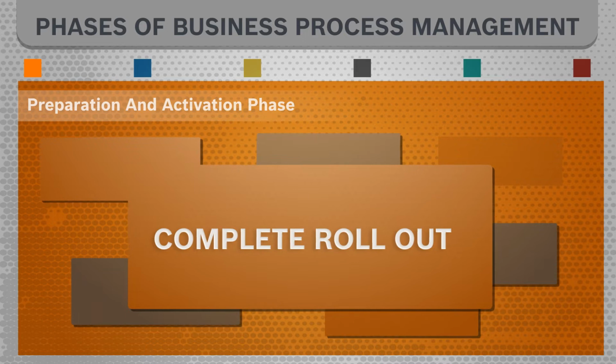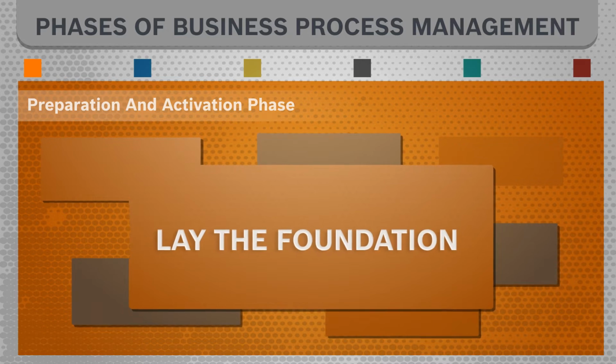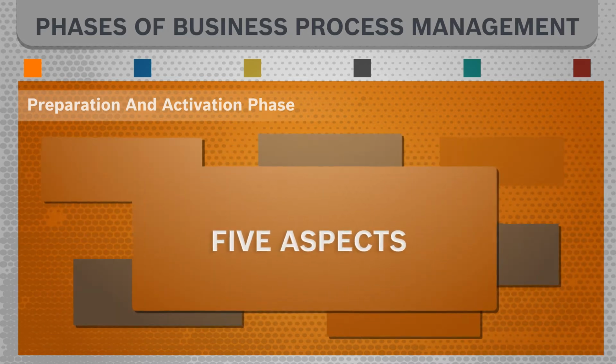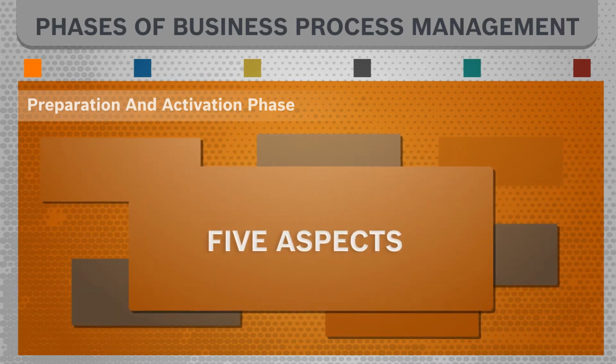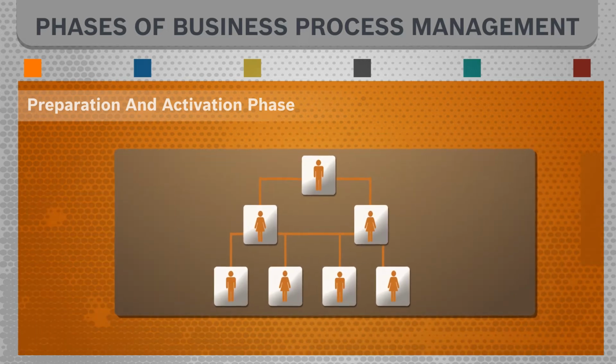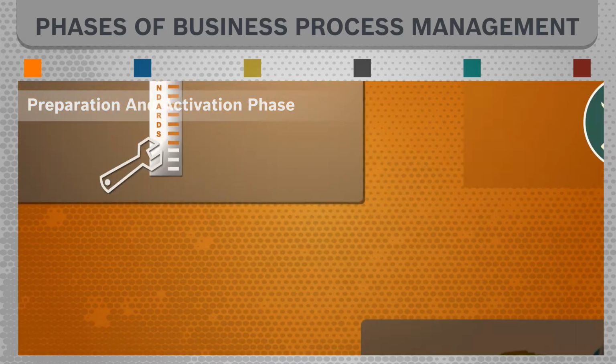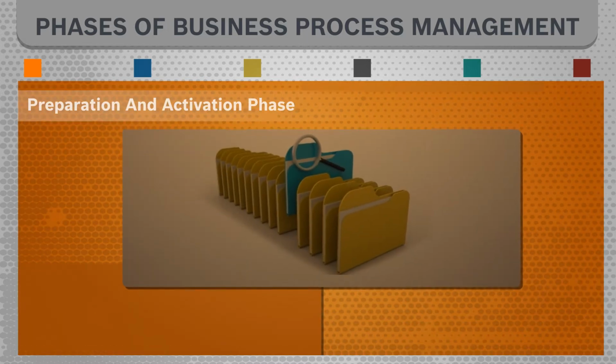Lay the foundation upon which the institution will conduct its business process management projects and engagements. The 5 aspects that need to be addressed in this sub-phase are policy aspects, governance structures, tools and structure, setting of minimum standards, and the identification of a data repository.